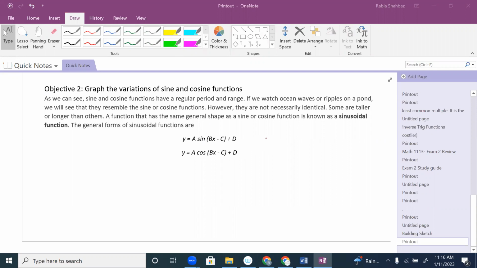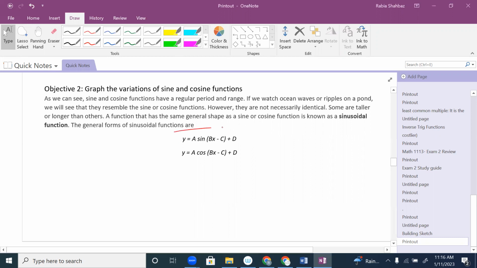By transformations, we mean vertical stretch or shrink, horizontal stretch or shrink, vertical shift up or down, horizontal shift right or left, and also the reflection across the x-axis or y-axis. The good thing is that these transformation rules are very consistent in every function family.